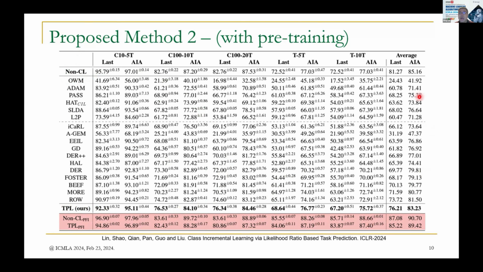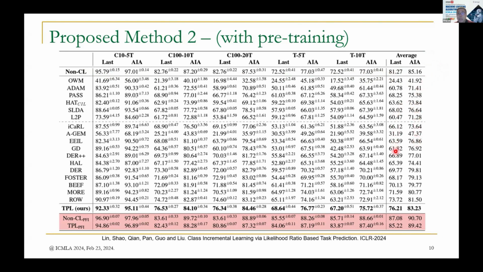If you see the last column, you'll see the average result for each row. The last means we evaluate after we learn all the tasks, and then what is the accuracy after we learn everything. And AIA means average incremental accuracy. It basically means when I learn the first task, I do some testing, learn the second task and do some testing, and the third task, we do some testing, and then we average the accuracy.